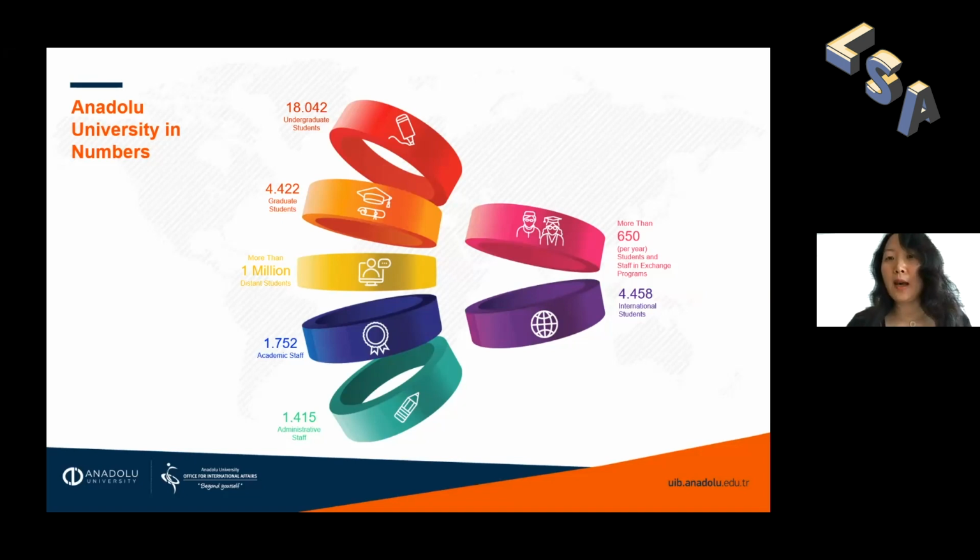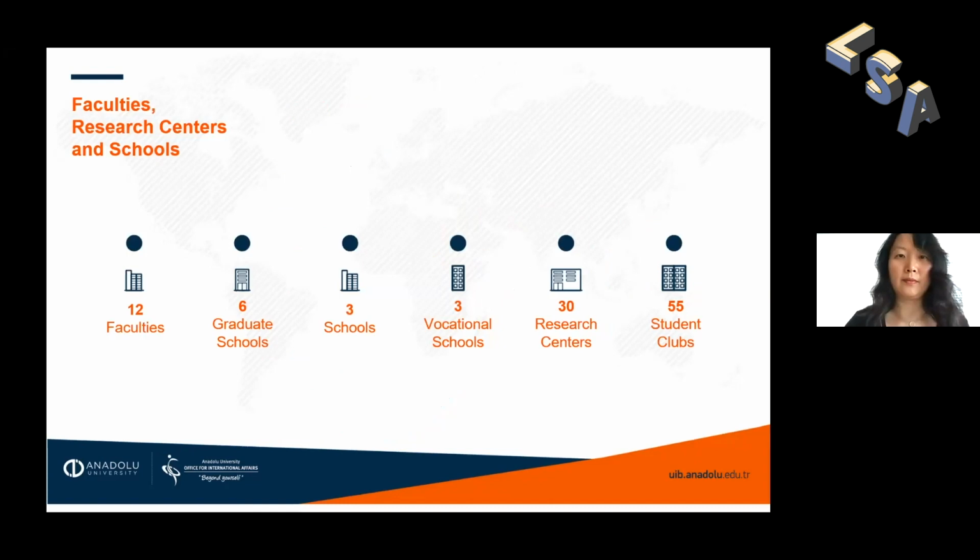And we also have more than 4,000 international students. They are diploma students, and they come from more than 100 countries. Here we have 12 faculties, 6 graduate schools, 3 vocational schools, 30 research centers and 55 student clubs.